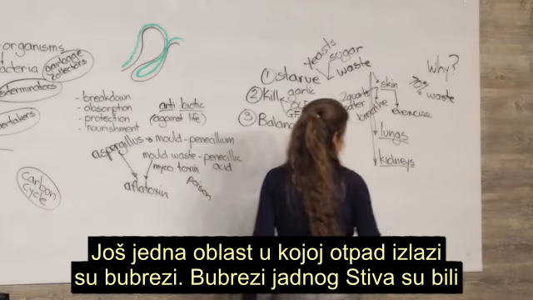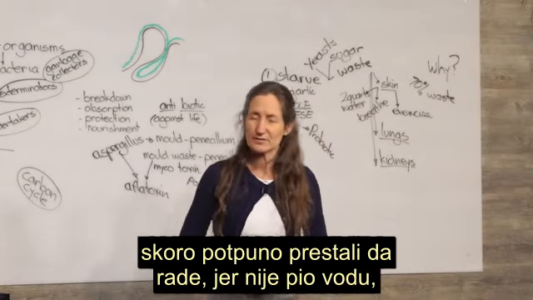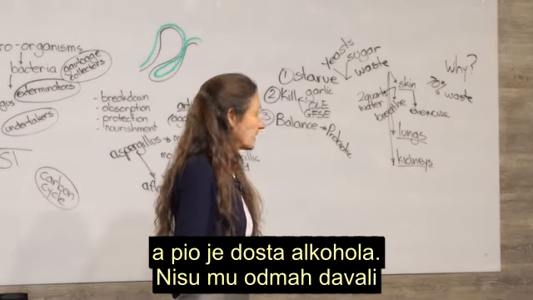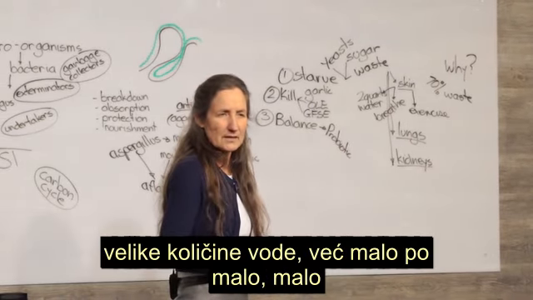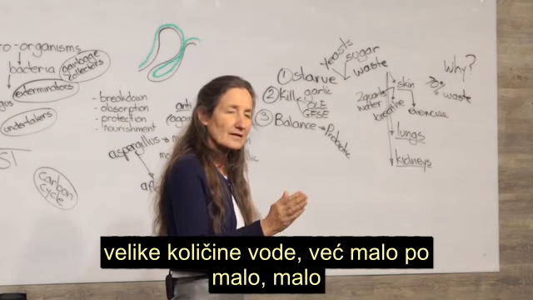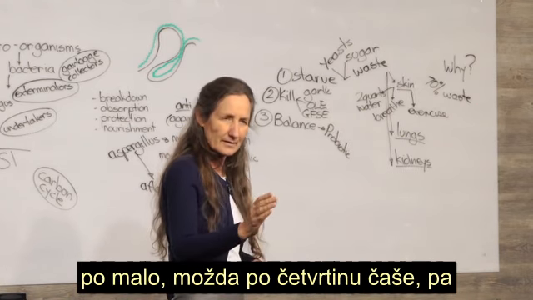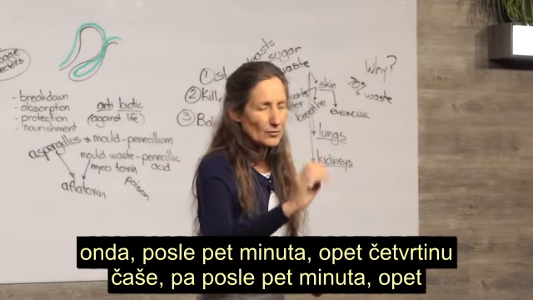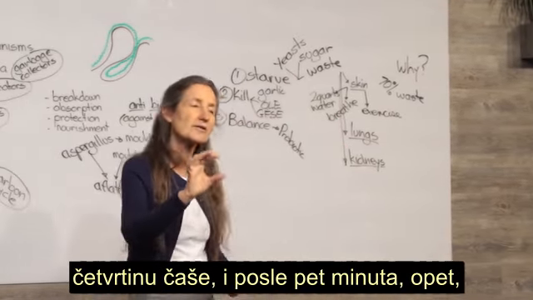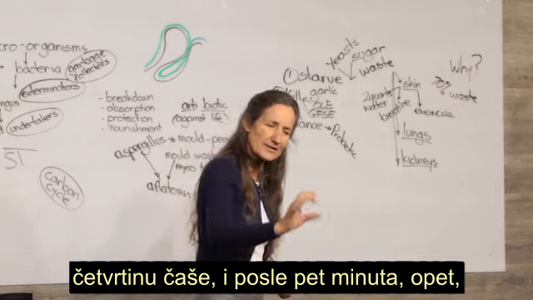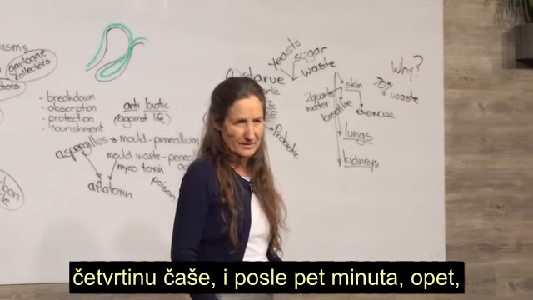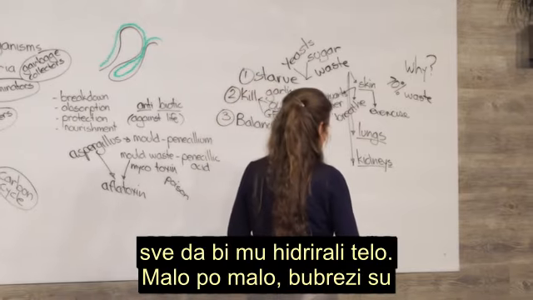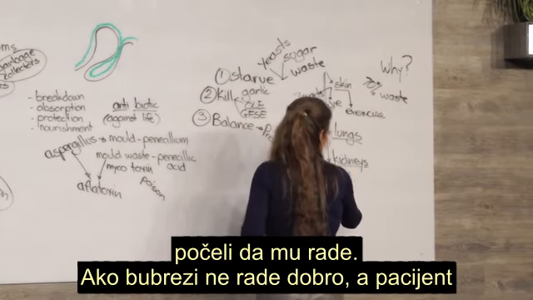Poor Steve's kidneys had nearly shut down because of the lack of water and too much alcohol. They didn't give him water all at once. He was encouraged to have water little by little. Maybe a quarter of a glass at a time, and then 5 minutes later another quarter of a glass, and so on. So little by little he began to hydrate his body. Little by little the kidneys started working.